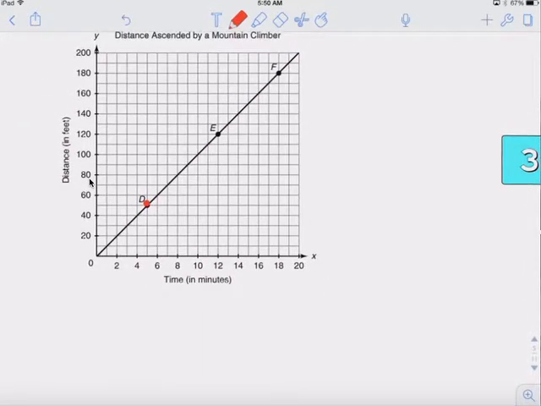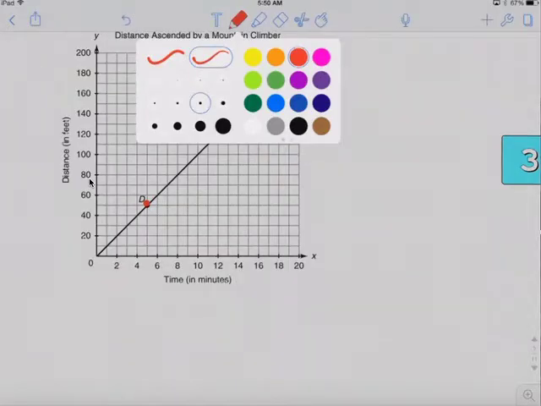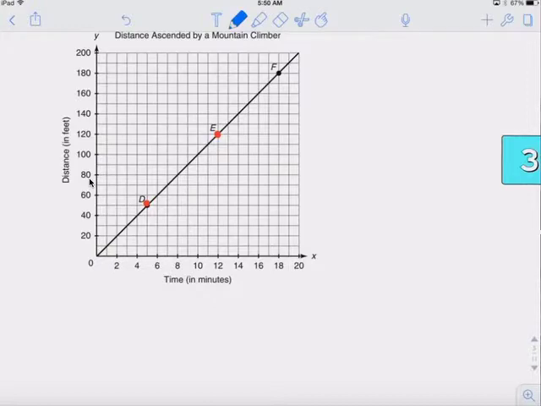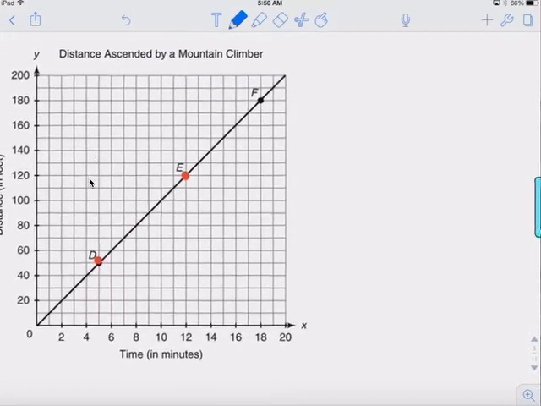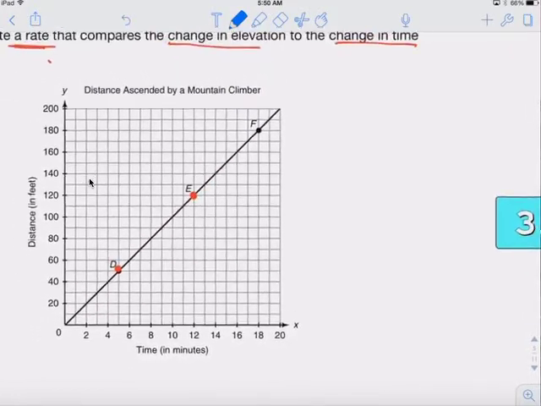Basically, you can choose any points on this graph to compare, because it's all on the same line. You'll see your answer is the same no matter which 2 points you choose. So let's say you choose point E, these 2 points. As I mentioned in class, rate of change is distance over time.